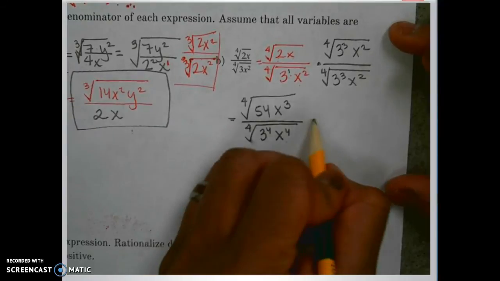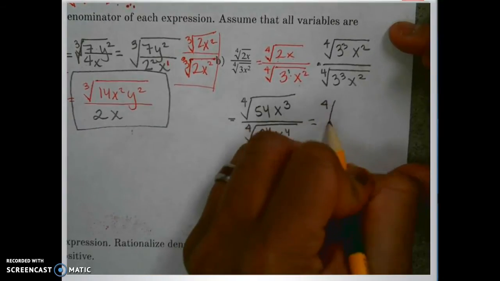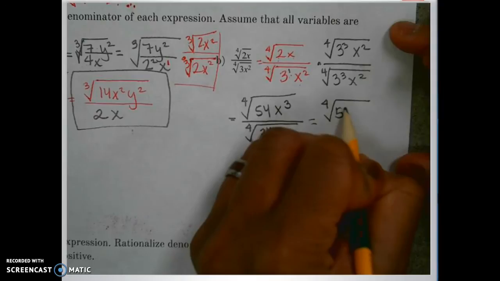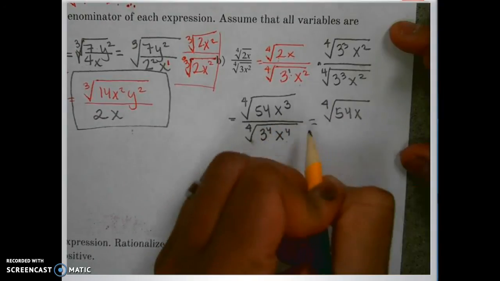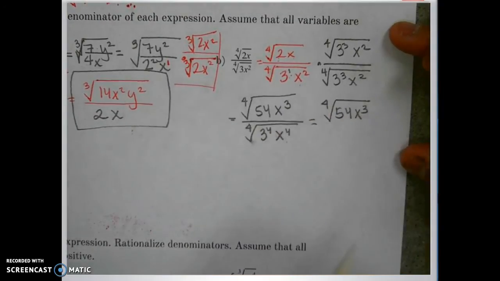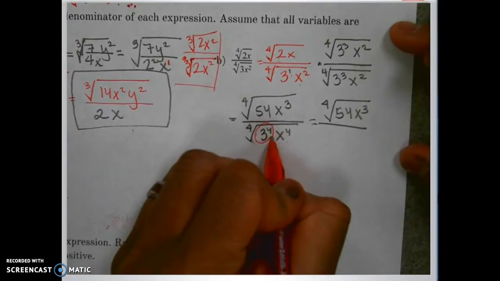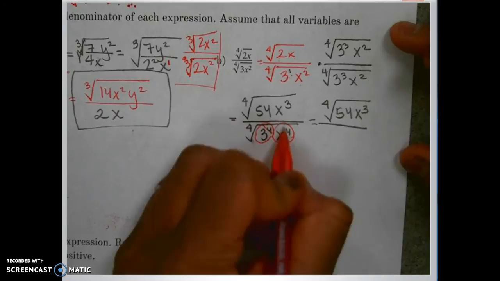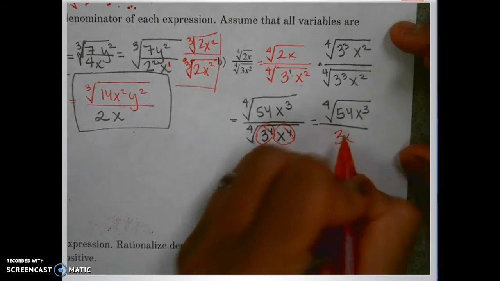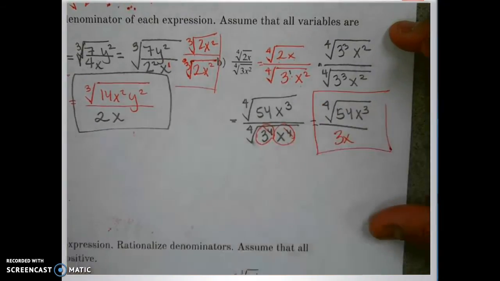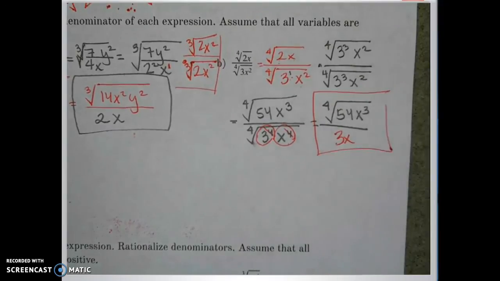In the denominator there are. So the numerator is the fourth root of 54 x cubed. Nothing I can do with that. The denominator, these cancel, and these cancel, so I just have 3x. There is no more radical in the denominator, so I am golden right now.